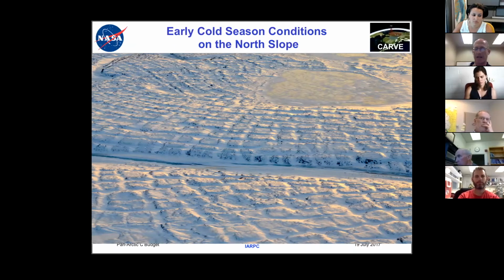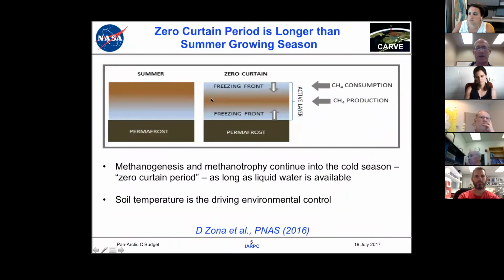And you wouldn't think there's any activity, but the activity is actually being driven not by what's happening up at the surface, but the fact that there's still a persistent thawed layer that exists below the surface. And as long as there is basically one molecule of liquid water available, you will continue to see metabolism.